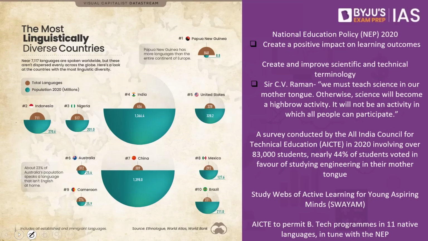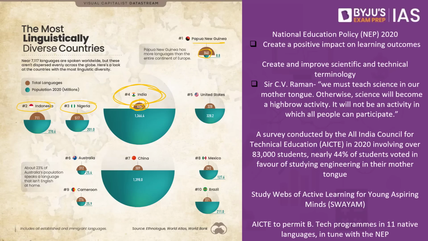When we look into which country has the most number of languages, we are not speaking about the dialects, we are speaking about the major languages that are being spoken in that particular country. The first happens to be Papua New Guinea, which has about 840 languages, followed by Indonesia, followed by Nigeria, and we have fourth as India as well. So the major languages that are spoken in India is as many as 456. These statistics are in reference to the year 2021.